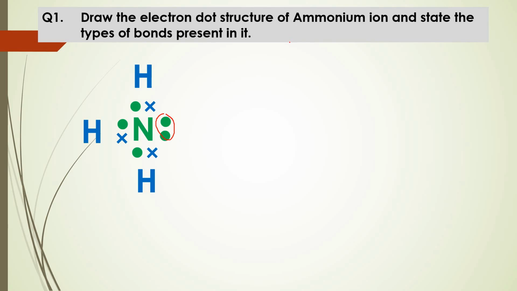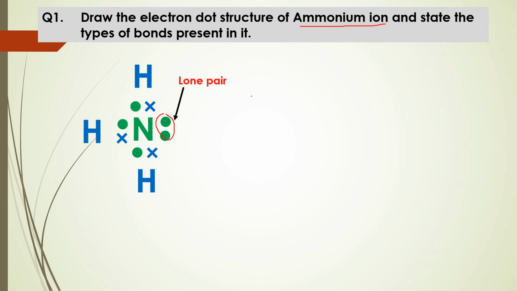But here we are asked to draw the structure of ammonium ion. Please note over here, many students made this mistake. Instead of drawing the ammonium ion structure, you have ended up drawing the ammonia structure. So please make sure there is a difference between ammonium ion and ammonia molecule. So this is the ammonia molecule, but now we need to draw ammonium ion. So there is one more hydrogen in ammonium ion.